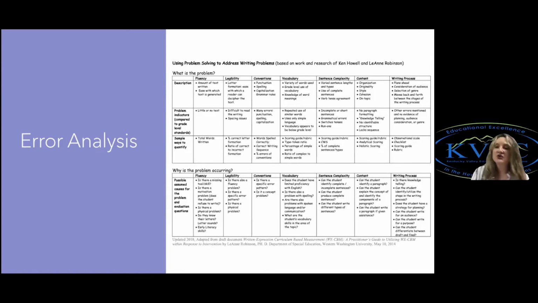But this third row is probably one of my most favorite pieces of this tool. This one is about, how do we quantify? How do we know? How do we progress monitor it? Fluency is fairly easy to progress monitor, right? Because we can look at the total words written per minute. But what if we're working on conventions? How do we know how to score that? Because we may have kids whose primary problem is conventions.